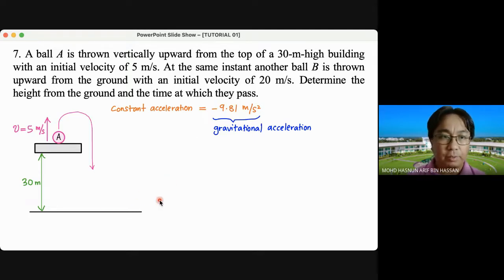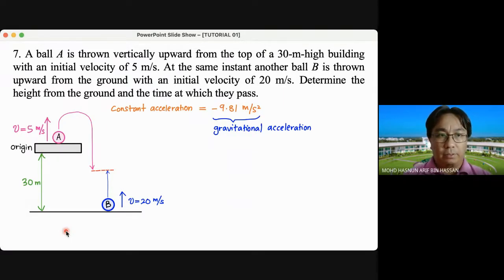And then there's ball B on the ground being thrown upwards with velocity of 20 meter per second. So because of this velocity, ball B will move up. Okay, now what we want to find is what is the point that these two balls pass each other ataupun berselisih with each other. Alright.